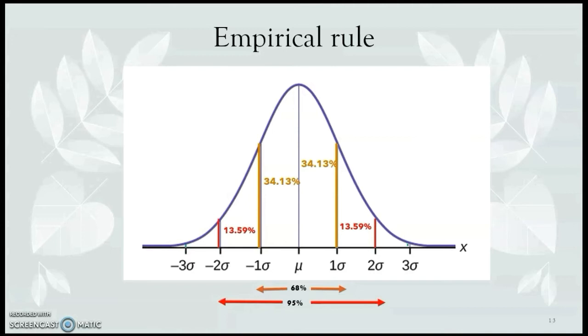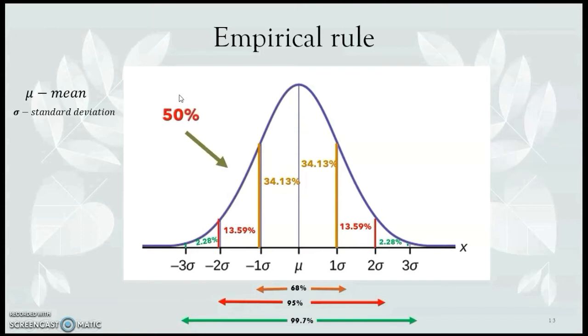Within three standard deviations, it is approximately 99.7%. The area between the mean and three standard deviations is equal to 2.28%. The Greek letter mu stands for the mean, which is the center of the curve. Then the sigma sign stands for standard deviation. If we add all these percentages or the area, it is equal to 50%. The same with the right side, since it is symmetrical.